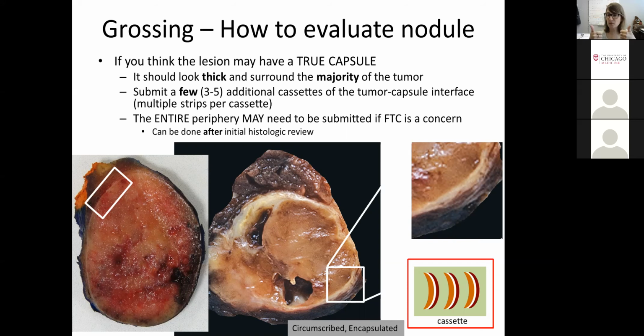Because if we have a diagnosis of cancer, we may not need the whole thing. If we don't have a diagnosis of cancer and we're worried, we may go back for more, right? So I will allow some flexibility. If you don't want to submit the whole capsule, you shouldn't submit the whole capsule up front, but please give me a few extra strips if you're concerned. And that will let me know that you're concerned.